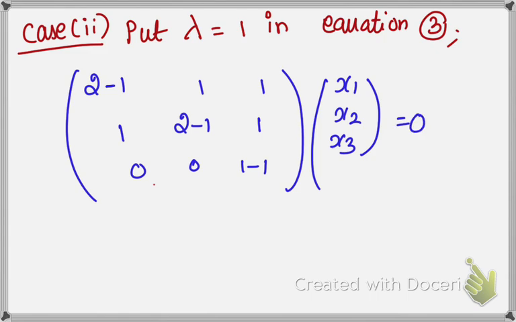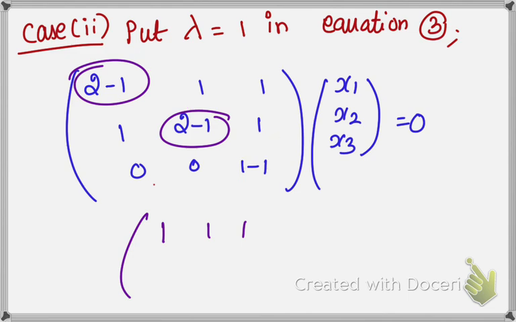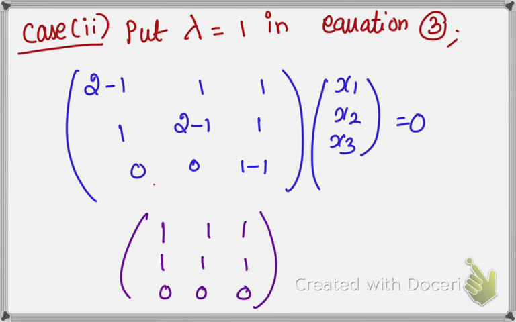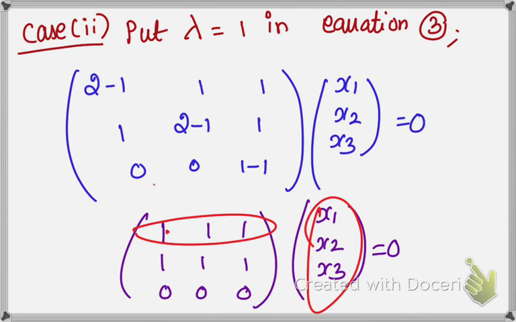Now, we are solving, 2 minus 1 is 1. So, here 1, 1, 0. Therefore, you get 1, 1, 1, 1, 1, 1, 0, 0, 0, times x1, x2, x3 equal to 0. Now again you multiply and form the equation. You multiply the first row with the column, you get the equation x1 plus x2 plus x3 equal to 0.